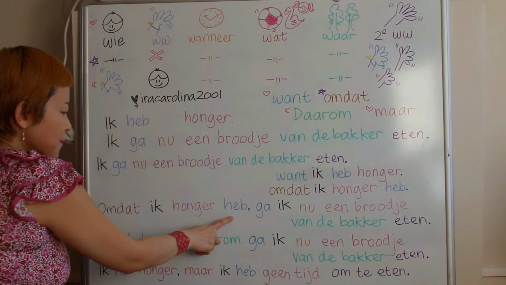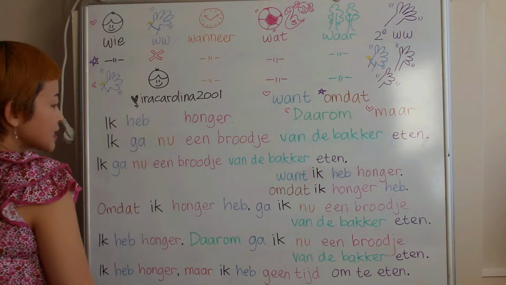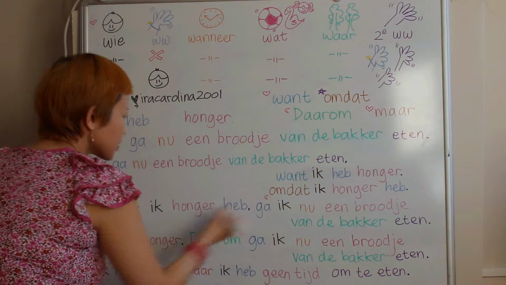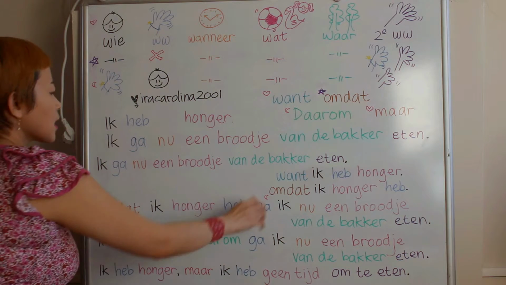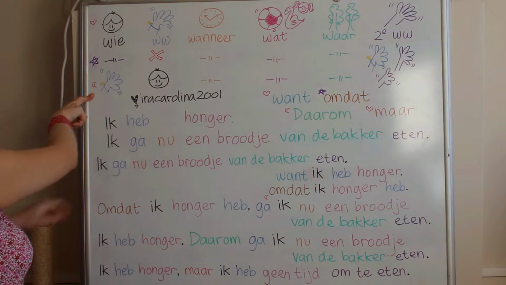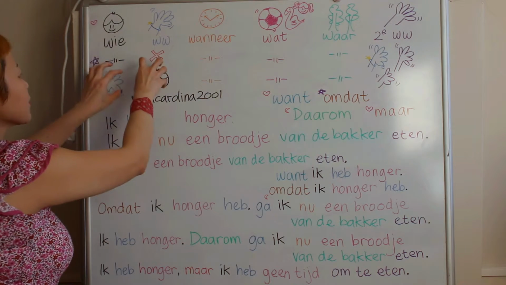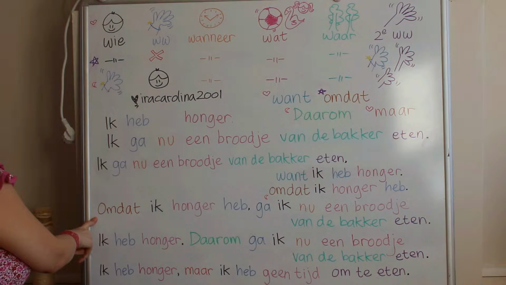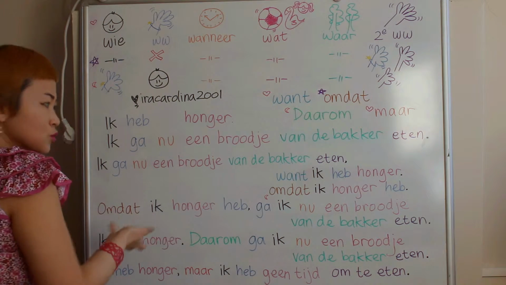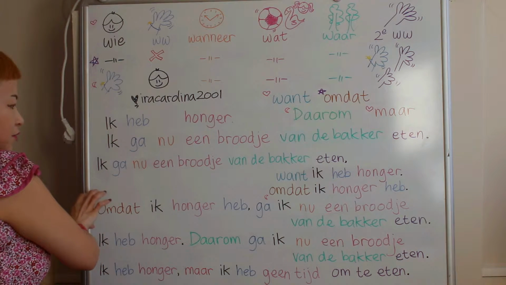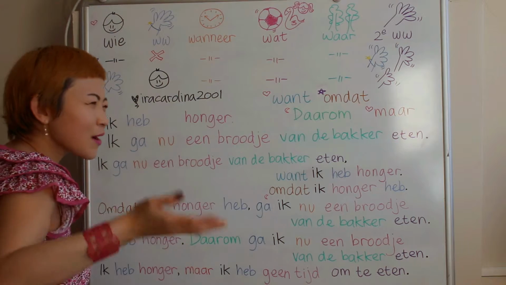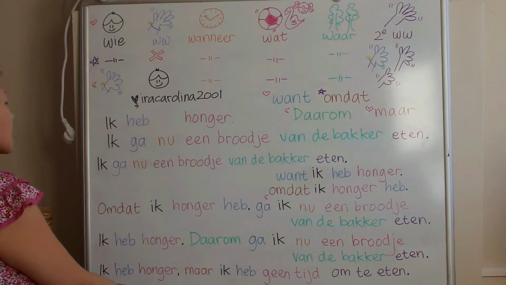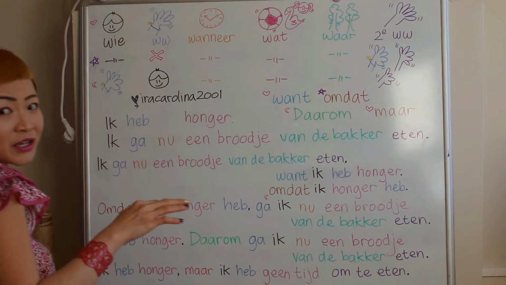Omdat ik honger heb, comma. In this case, the second sentence has a difference in structure. Follow this. The subject and the verb switch. If we put omdat at the very first, how to say it? Why? Yeah, you understand, okay? Sometimes, yeah, you know, my English is not so good. Yeah, it's so standard. Sorry.